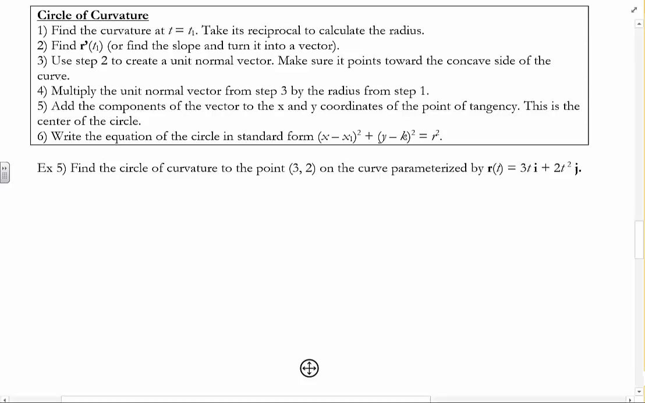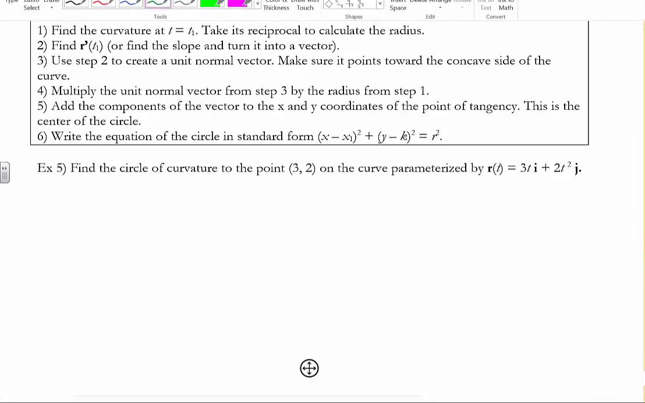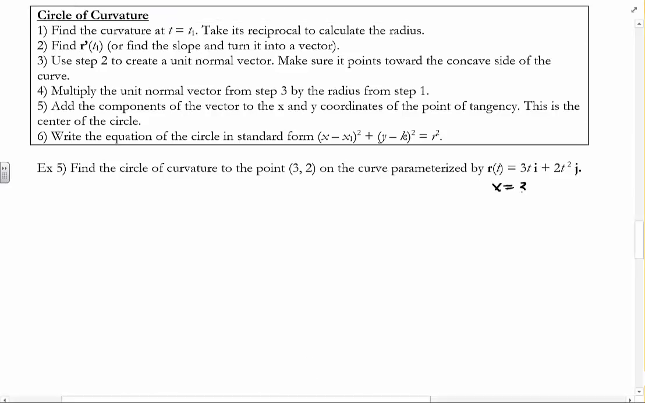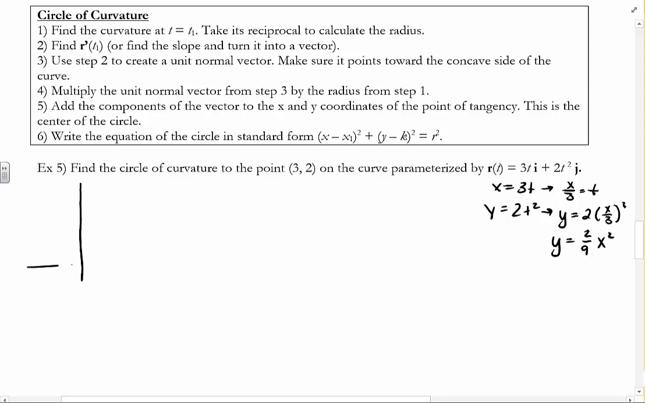So find the circle of curvature to this point on this curve. All right, well, I'm going to do the best I can here. I have here x equals 3t, y equals 2t squared. That means x over 3 equals t, which means y equals 2 times (x over 3) squared, which is 2/9 x squared. So again, I have a parabola, and it looks something like this.